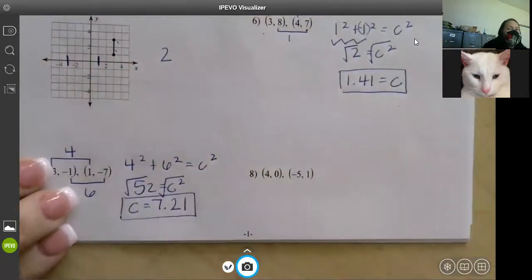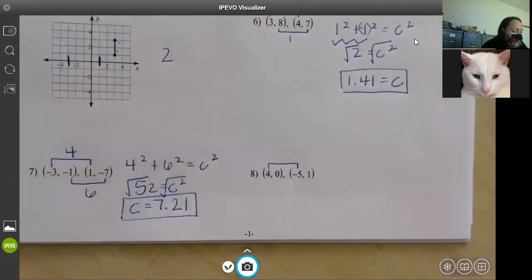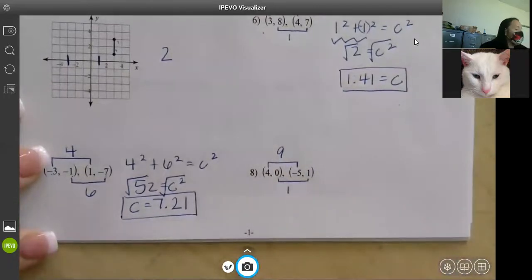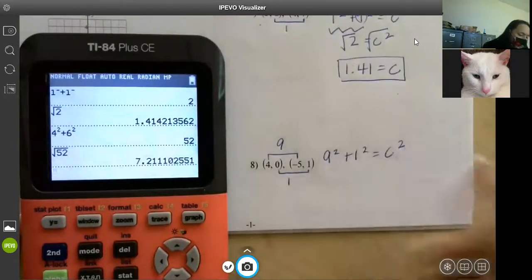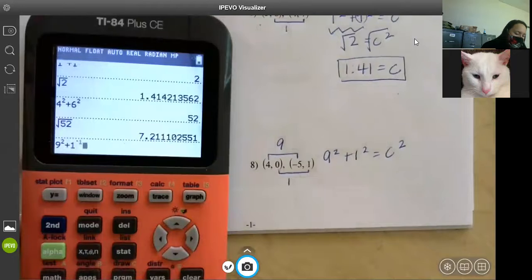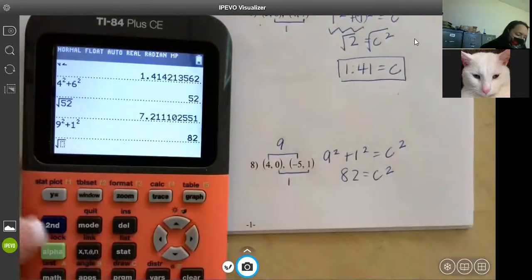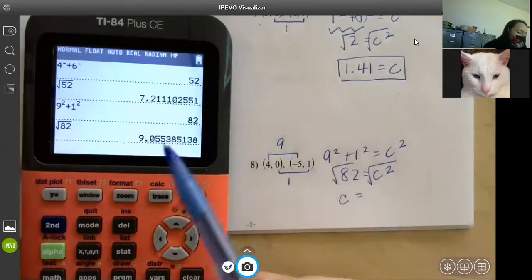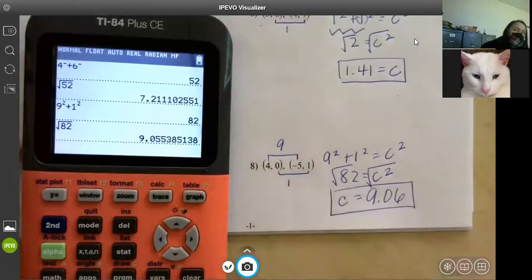All right. Think about your number line. How far is it from 4 to -5? 9. How far from 0 to 1? 1. Those are your two numbers for Pythagorean theorem. 9 squared plus 1 squared is going to equal c squared. You get 82 equals c squared. Take the square root of 82. Round to 2 decimal places, that 5 bumps the other 5 up. So we get 9.06.